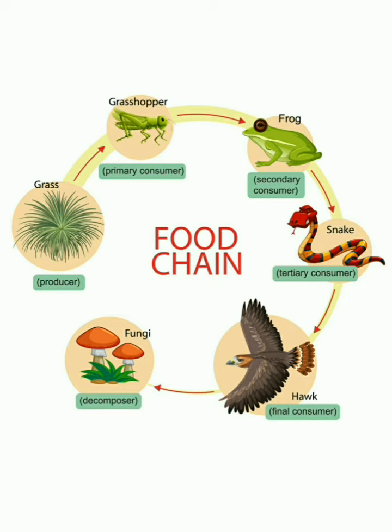So the definition of food chain will be: a sequence of organisms that feed on one another forms a food chain. As we can see here, grasshopper eats grass, frog eats grasshopper, snake eats frog, hawk eats snake, and at last, when the hawk dies, the decomposers decompose the hawk, and the nutrients are transferred back to the soil. So this is what a food chain is.